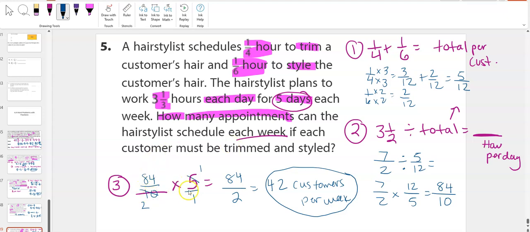So 84/10 times 5/1, I cross-cancel to simplify, or you could have just done the 84 times 5 and then divided by 10 in the end, and you would get 42 customers per week. And that is our answer.